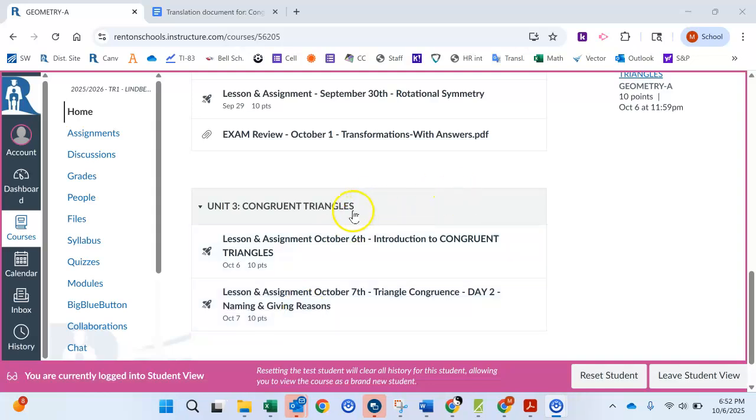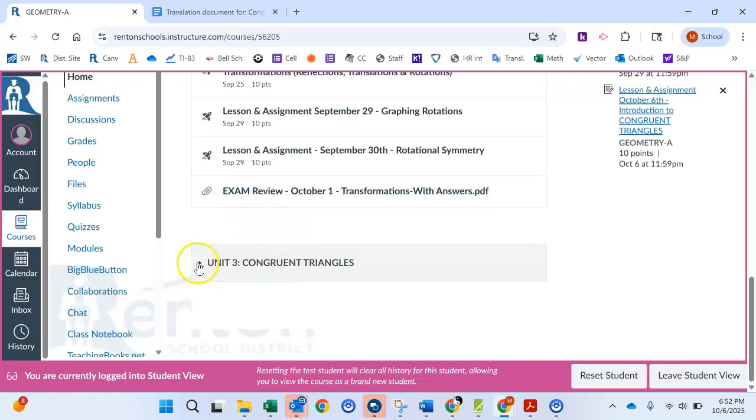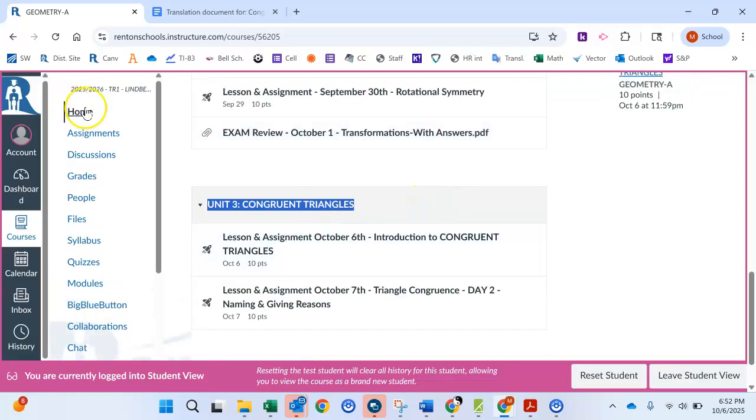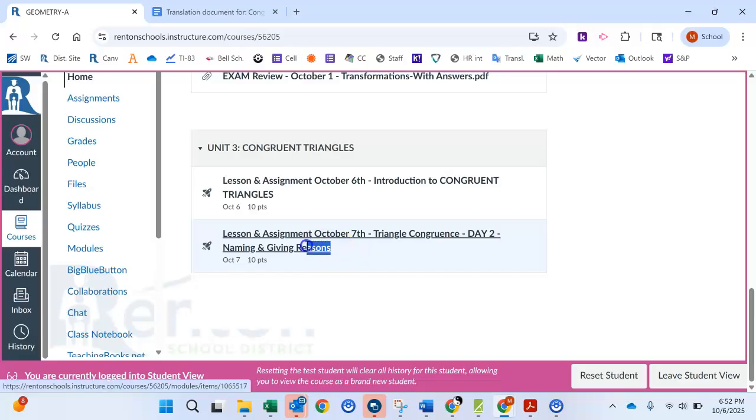Hello, today we are working on day 2 of congruent triangles. I'm on Canvas on the home page, and this is the lesson we're going to work on today: Triangle congruence day 2, naming and giving reasons. So please click on that.